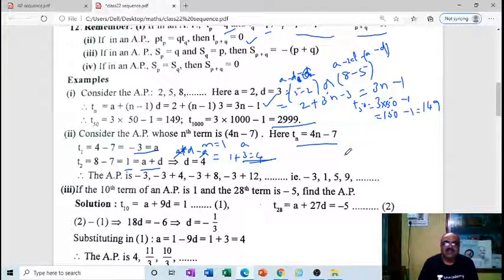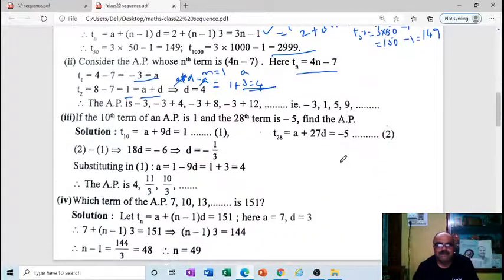If the 10th term of an AP is 1 and 28th term is minus 5, find the AP. If the 10th term is 1 and 28th term is minus 5.